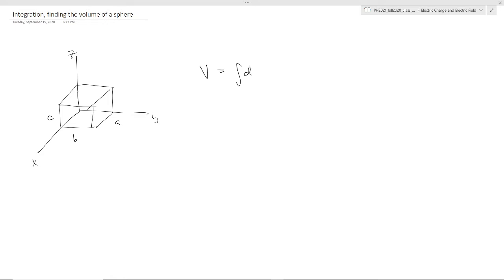So you could break this up into little differential volume elements and add them up, and then you would be able to find the volume. And in this coordinate system, with a rectangular solid like this, it's really easy to express the volume element as the product of dx, dy, dz. Imagine a tiny differential cube. And so this integral over volume becomes an integral over each of these dimensions.